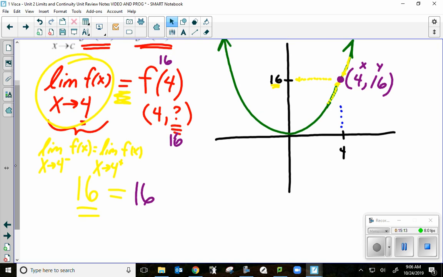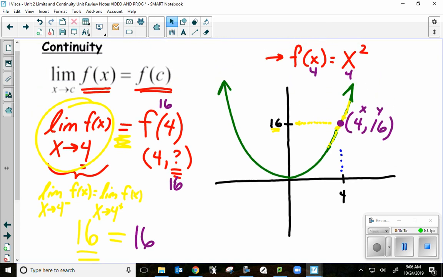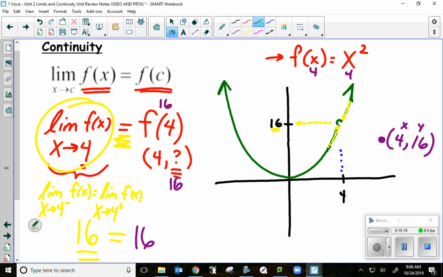So what's the big deal here? Let me explain something to you. If this was a hole here, and let's say I put a point at 17. Let's say this was a piecewise function. Let's say it said f of x is x squared for everything except when x equals 4. For everything else, x squared.